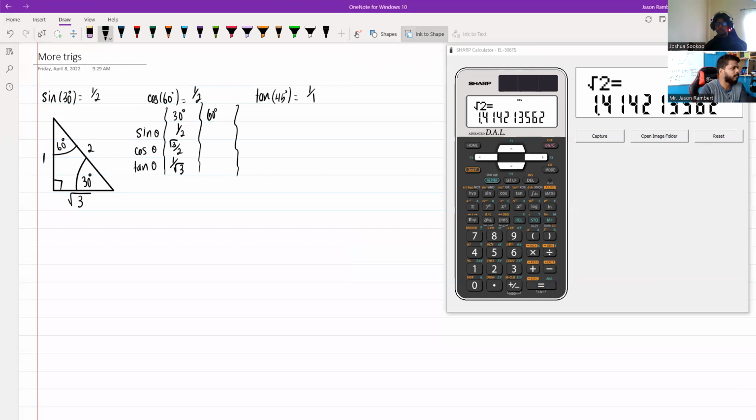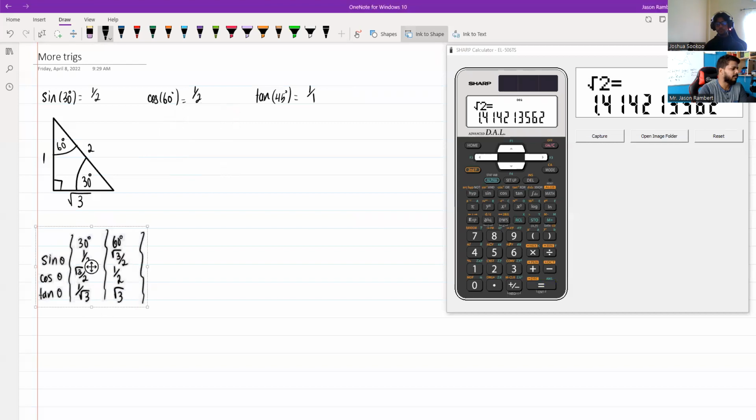Sine of 60 degrees is opposite over hypotenuse, which is root 3 on 2. Yeah? Sure. Cosine of 60 degrees is adjacent over hypotenuse, which is a half. And tan of 60 degrees is opposite over adjacent, which is root 3. Yeah? Sure. Now we also have another angle that produces this nice rational number, which is 45 degrees.